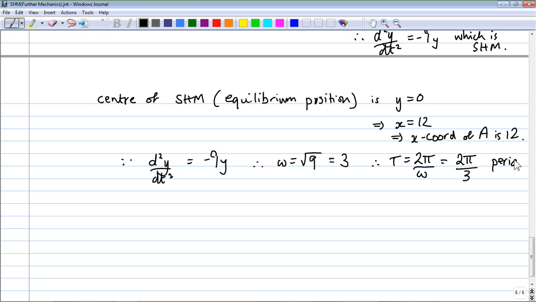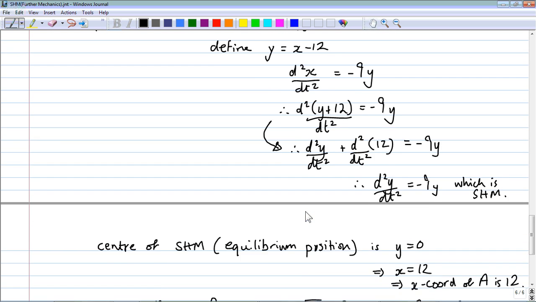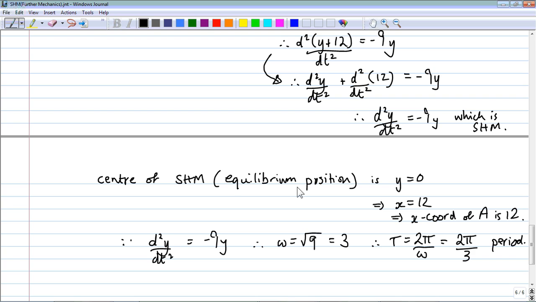And lastly, the amplitude. What's the amplitude? Well, there's a couple of ways you can approach this, but I want to emphasize, you cannot find the amplitude from this equation here. This equation gives you the period, but it does not give you any information about the amplitude. That depends on the setup of the problem.